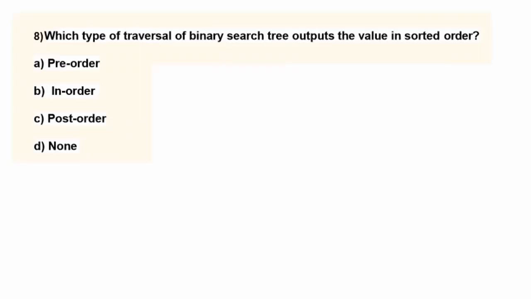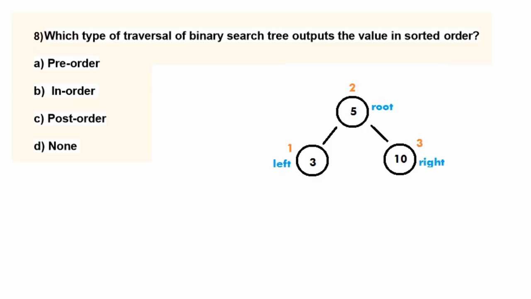So moving to the 8th question, which type of traversal of binary search tree outputs the value in sorted order? So we have four options: pre-order, in-order, post-order. So as you know, binary search tree has a root, a left subtree and a right subtree, and the value of left subtree is always less than root, and the value of root is always less than right subtree, as you can see on this example.